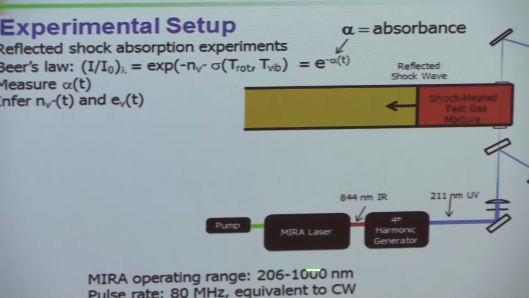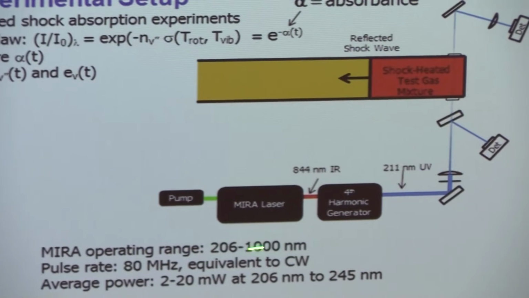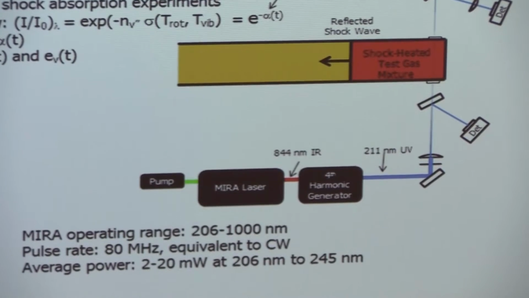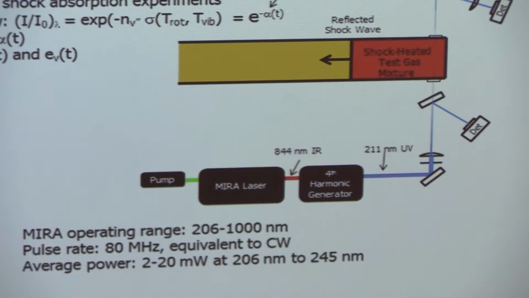So here's the MIRA. We can work it over a wide wavelength range. It pulses at 80 megahertz. It's fast enough that we think of it as a continuous wave laser. It puts out a couple of milliwatts in this wavelength range.